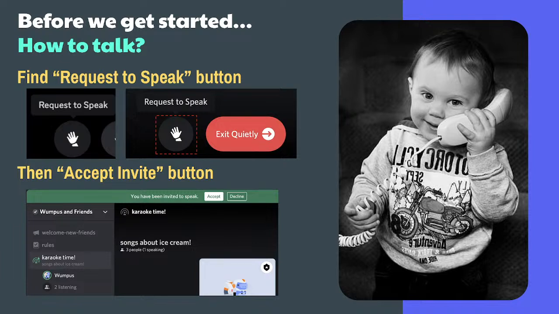I was just going to mention, Pollock, if you're on a tablet, you might have to turn it sideways to be able to accept the invite to speak. Thanks, Nacho. Just a weird quirk of the interface formatting on different devices.